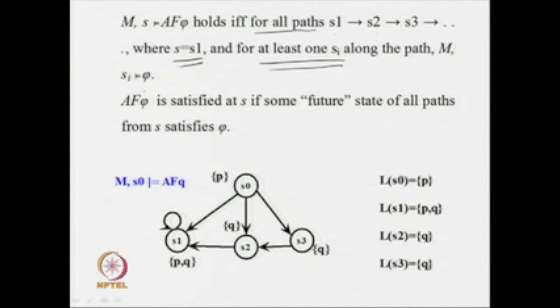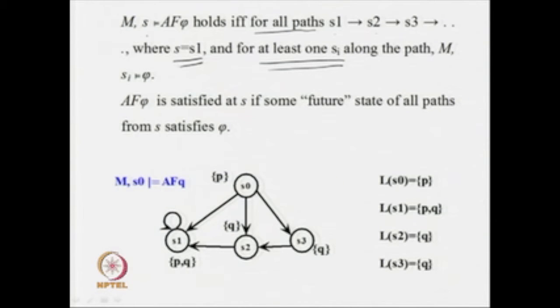So, you see that we are going to look for all paths. In all paths, we are saying that eventually phi must be true. That means we are going to look for some state where phi holds. If this is going to happen in all paths, then we say that AF phi holds in this particular state S.